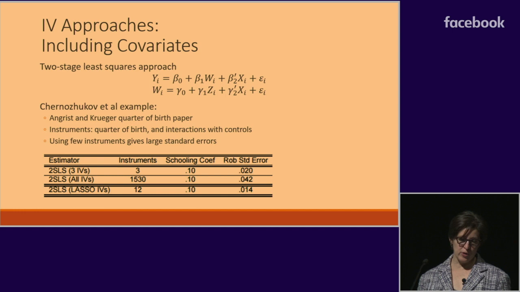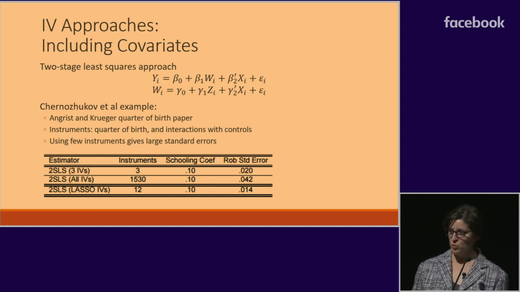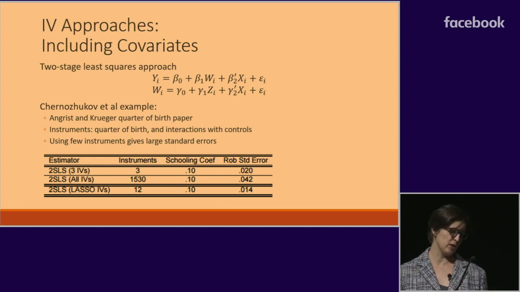And so Victor and his co-authors looked at this in a paper that looked at the effect of years of schooling on labor market outcomes. And the instruments were the quarter you were born, but also the interactions of those with lots of pretreatment variables, lots of characteristics of people.